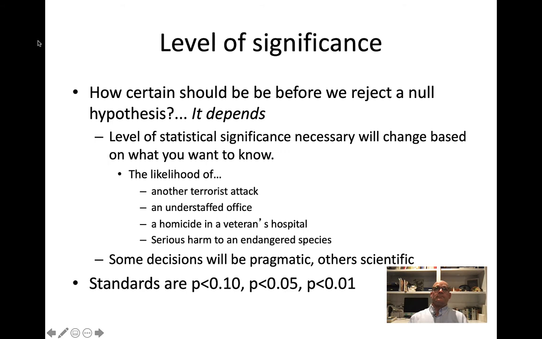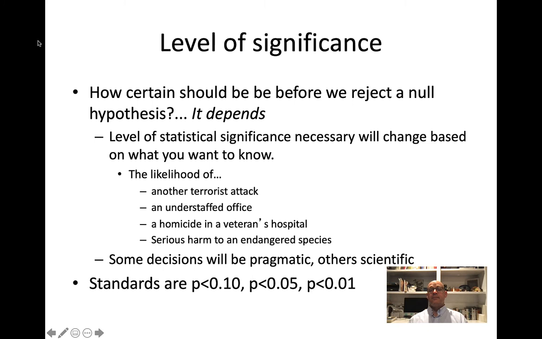What about a homicide in a veterans hospital? Well, we probably want to be a little bit more confident, right? Or having some serious harm to an endangered species. There are lots of these things where we have to make judgments about how significant the differences need to be. Now, if you're working on a contract, or imagine that you're running some sort of program, or doing some scientific study, most likely those levels of statistical significance will be given to you by either your discipline or by your project sponsor or by your boss. And they'll say, well, we need to be this kind of confident. Most of the time that'll be 0.05 or 0.01.